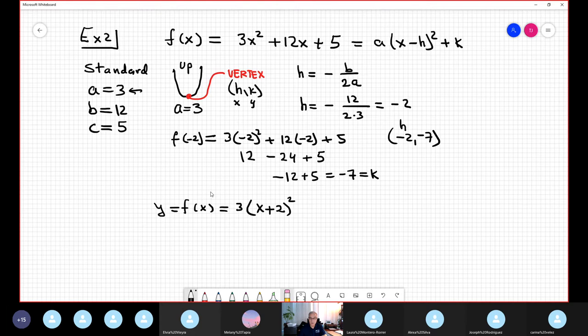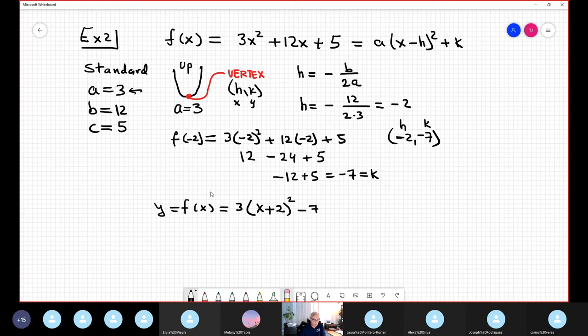The reason it's plus is because we have a double negative: the negative of the value and the negative of the formula. When you plug it in here, you have a double sign, it's positive. And minus 7, minus 7 is k. The formula has plus k, so k is negative 7. I convert directly from standard to vertex form, no problem. And if you want to do it in the opposite direction, it's easier, because it's just FOIL and combine. That's it. No, I need to do more.